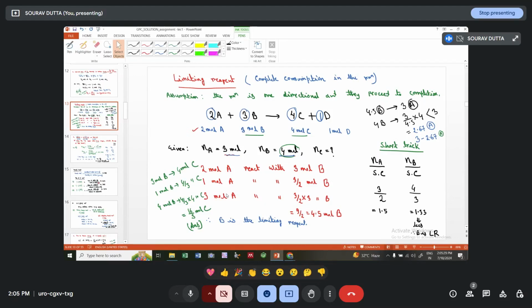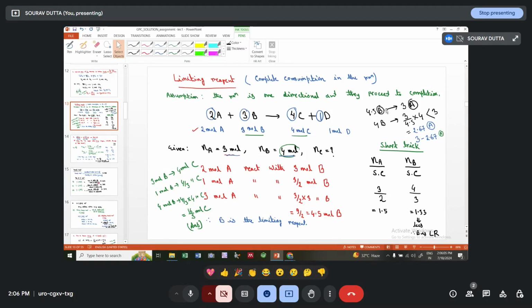That means 4.5 moles of B are needed to fully react 3 moles of A. Okay, for complete consumption of 3 moles A, 4.5 moles B is required. But according to our question, 4 moles B is given to you. So this is not sufficient for complete consumption of 3 moles of A. So that means when 4 moles B react with A, it must react with less than 3 moles of A. Complete 3 moles of A cannot be reacted.